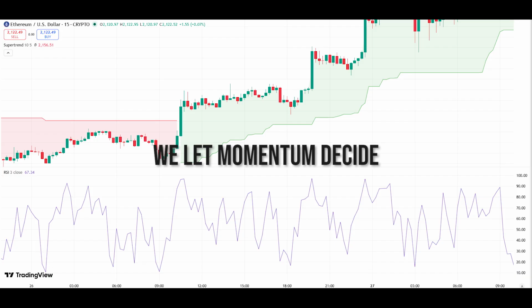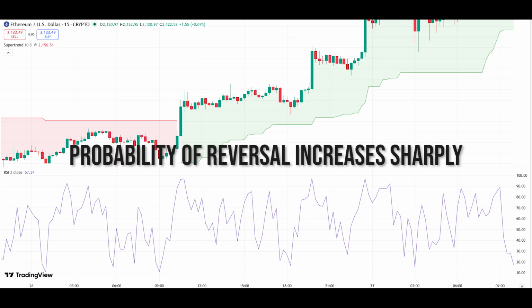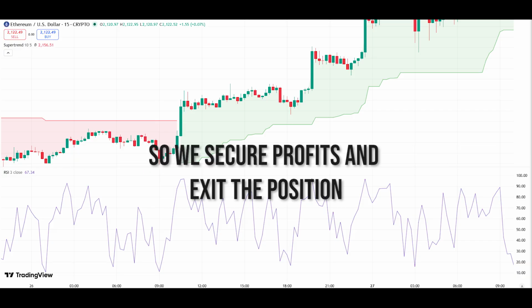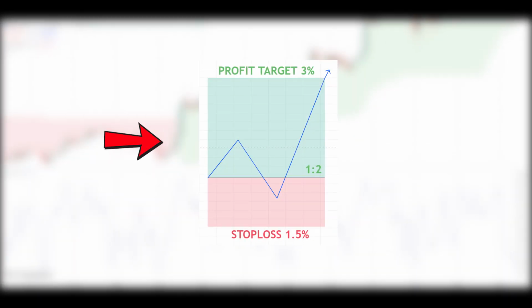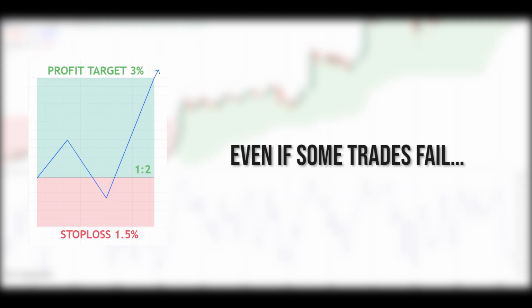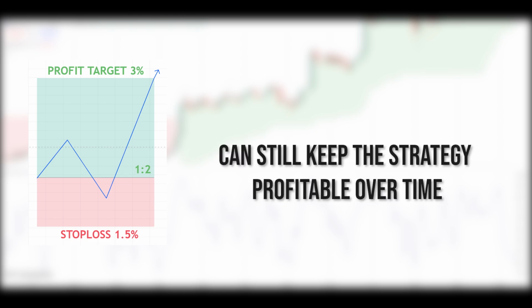For exits, we let momentum decide. When RSI reaches above 95, the market enters an extremely overextended condition. At that stage, probability of reversal increases sharply, so we secure profits and exit the position. And for risk management, our stop loss is fixed at 1.5%, while the target is set at 3%. This gives us a clean 1:2 risk-to-reward ratio. That means even if some trades fail, a few strong winners can still keep the strategy profitable over time.